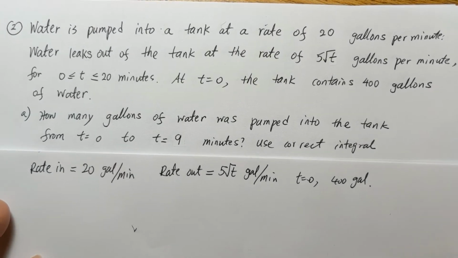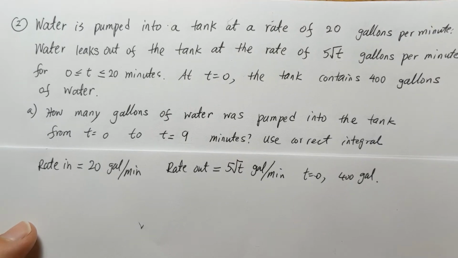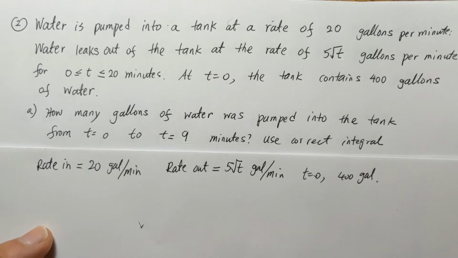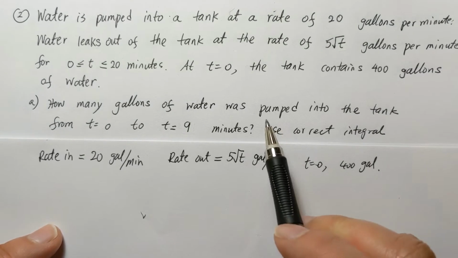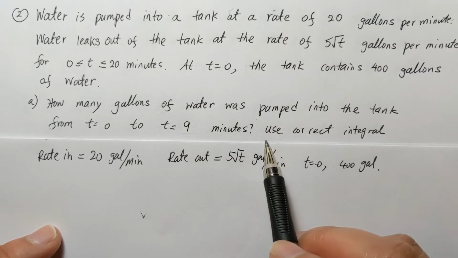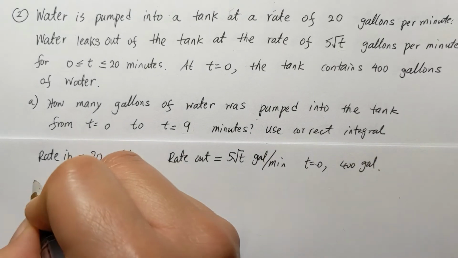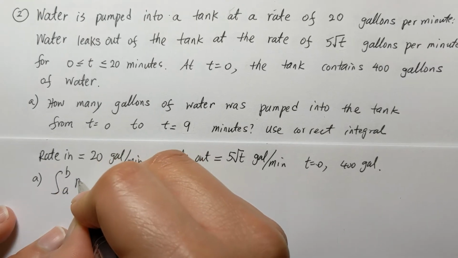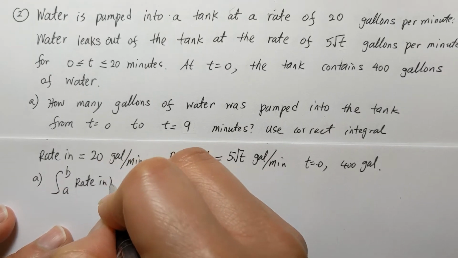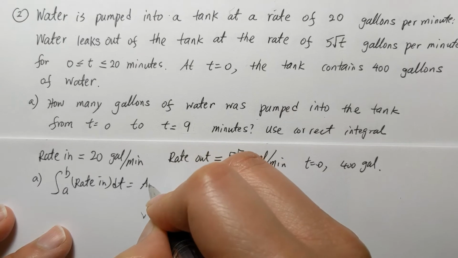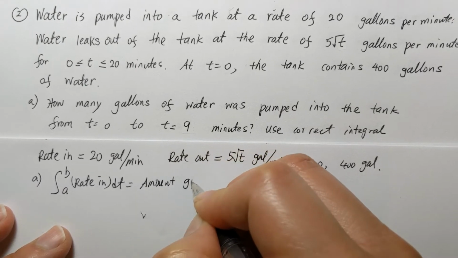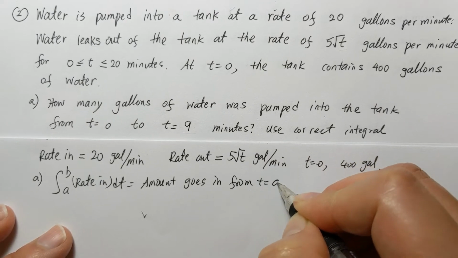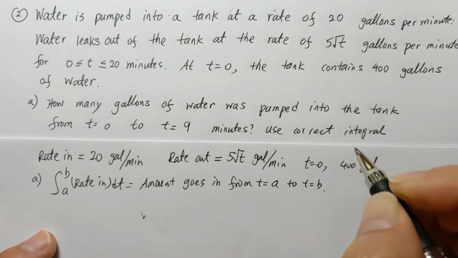Part A. How many gallons of water was pumped into the tank from t equals 0 to t equals 9 minutes? The question asks you to find the amount pumped in, so we use the integral. We use the integral from a to b of the rate in dt, which will give us the amount that goes in from t equals a to t equals b.